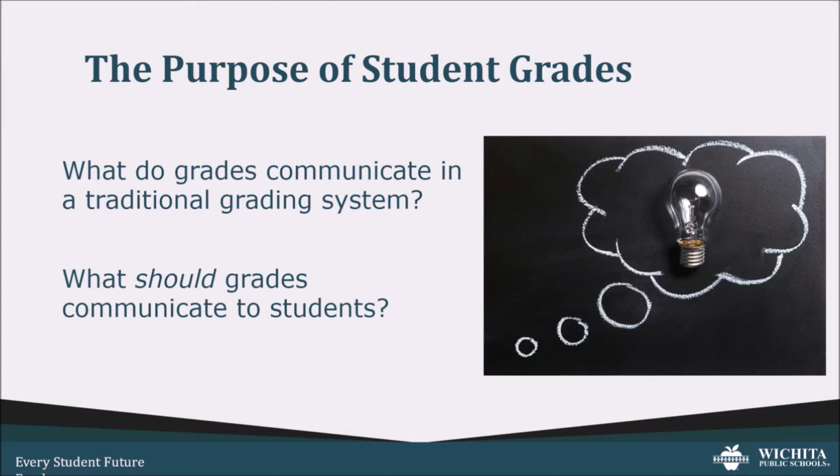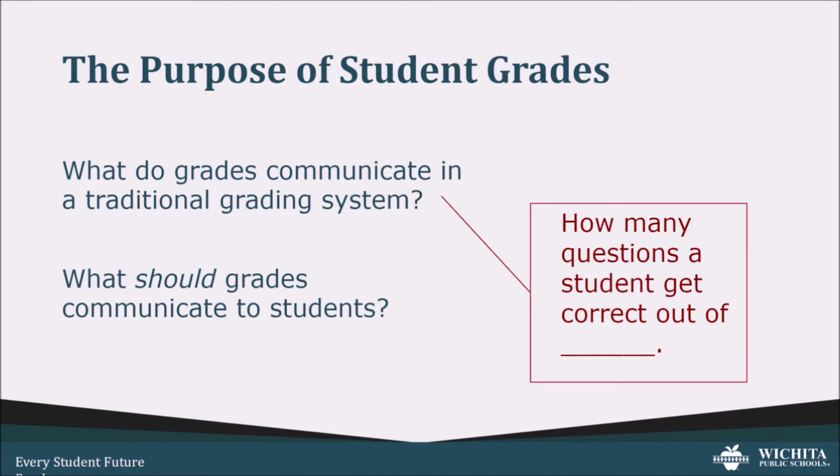As you discuss these two questions with your colleagues, chances are that some similar themes came up in your discussion. Some of you might have thought about how in a traditional grading system, the grades communicate how many questions a student got correct out of a certain amount of questions. So if I gave them a quiz and a grade on it, it means they got 5 questions correct out of 7 questions, or so on. That's one option.